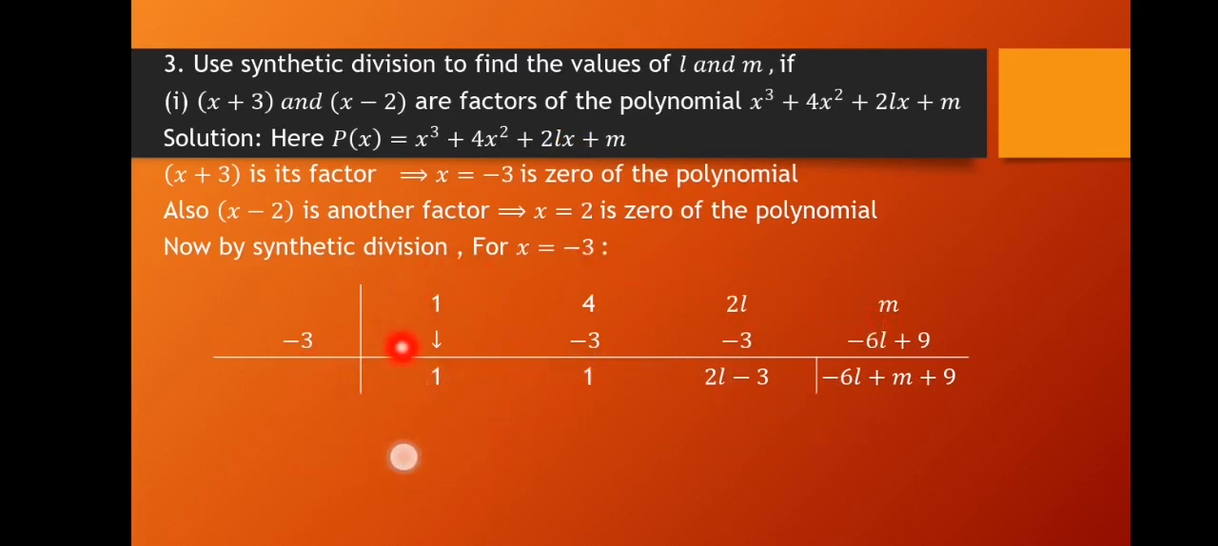1 will be written down as it is. 1 into minus 3 is equal to minus 3. 4 minus 3 is equal to 1. 1 into minus 3 is equal to minus 3 again. By adding these two, we will get 2l minus 3.